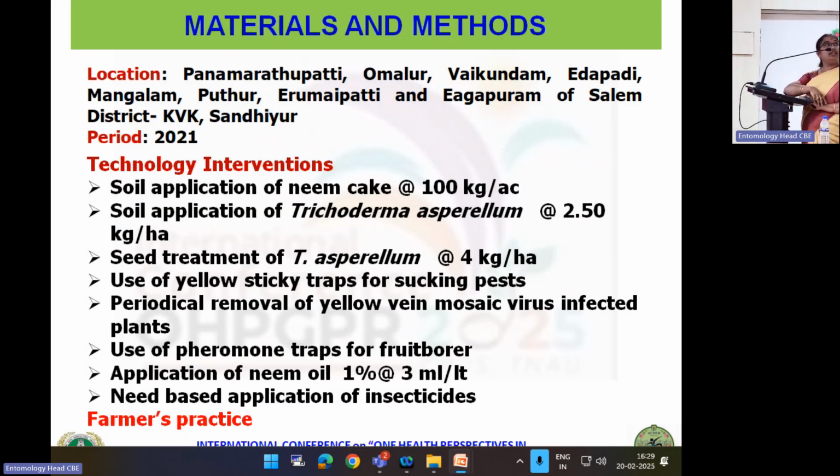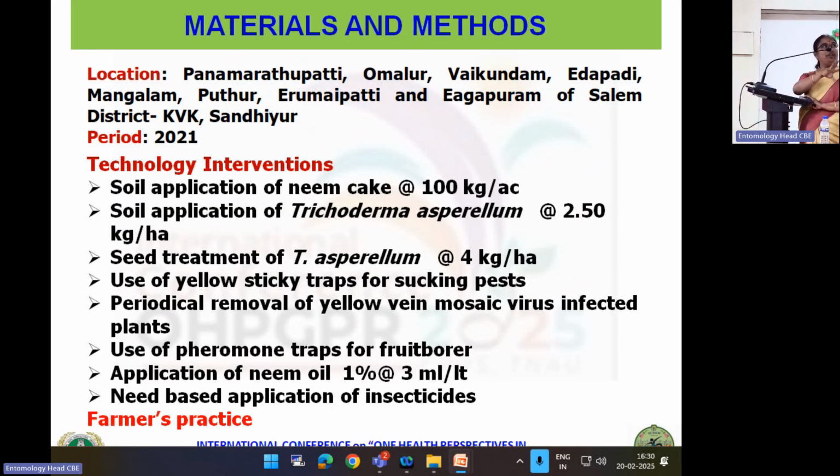So in the Salem district, we have spotted the bhendi growing regions, that is Panamarathupatti, Omalur, Vaikundam, Edappadi, Mangalam, Puttur, Yermanaikkanpatti, and Egapuram. There also we have chosen the farmers who are interested in doing these IPDM practices. We have chosen the plots: the IPDM plot, that is the field trial, and the common farmers practice plot, at a distance of about half a kilometer, 400 to 500 meters difference, but within the same village. Then only the farmers can make the comparison.